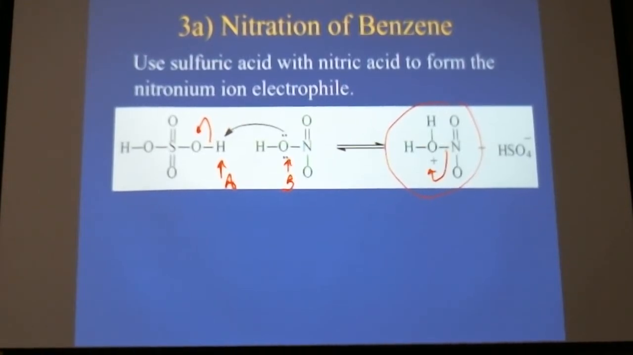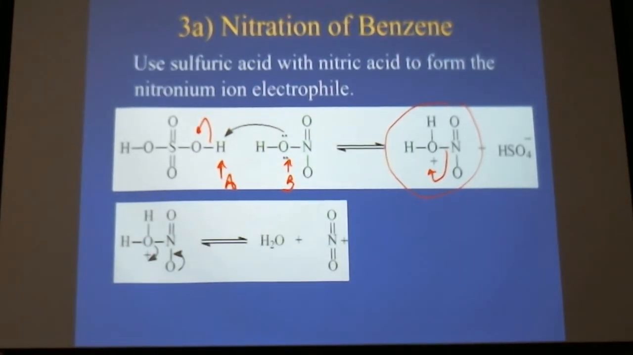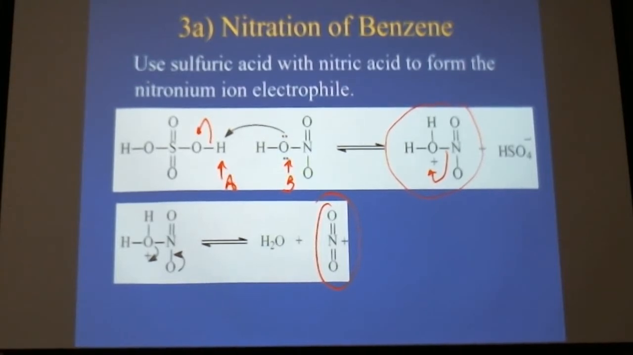Your water is now a good leaving group, so that bond will break. We give electrons to the oxygen that desperately wants them, and are left with this nitronium ion, with a positive charge on the nitrogen. That is a super electrophile, which your benzene ring can then attack.